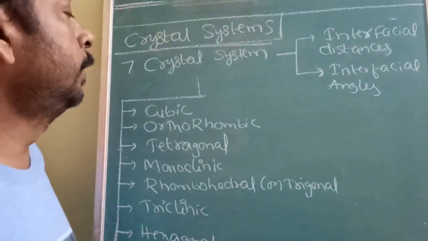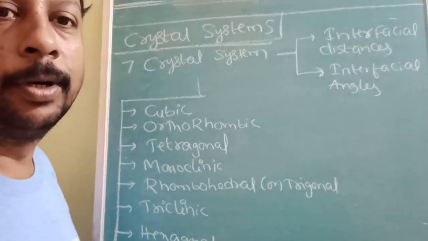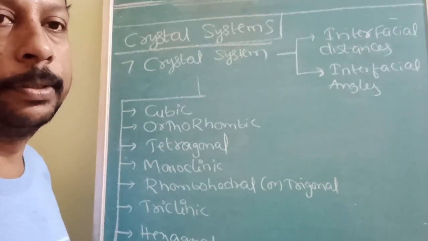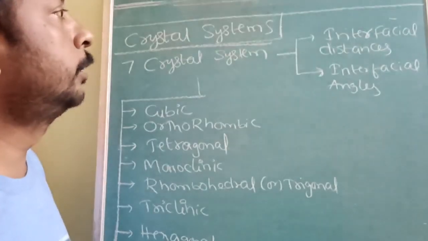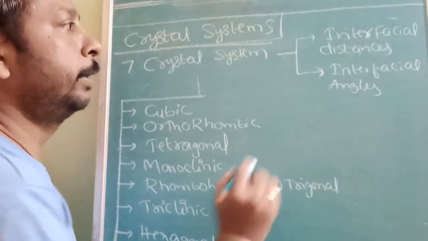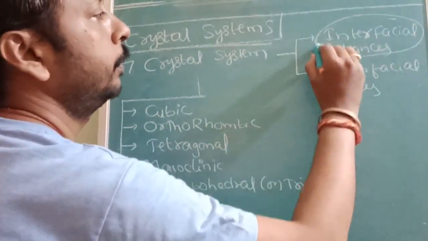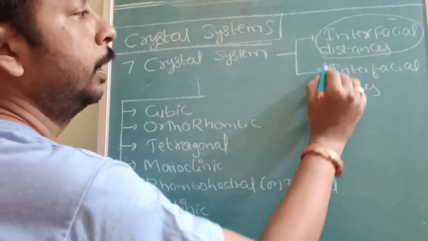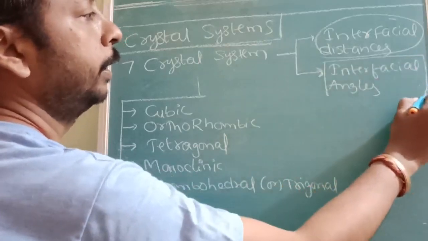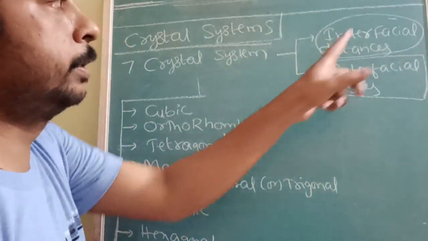Okay, next topic is crystal systems. So there are two terms you have to understand: interfacial angles and interfacial distances.